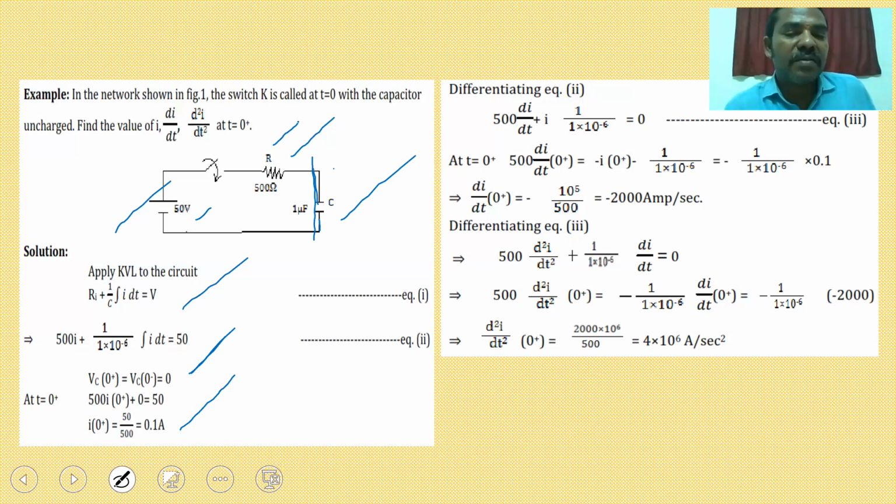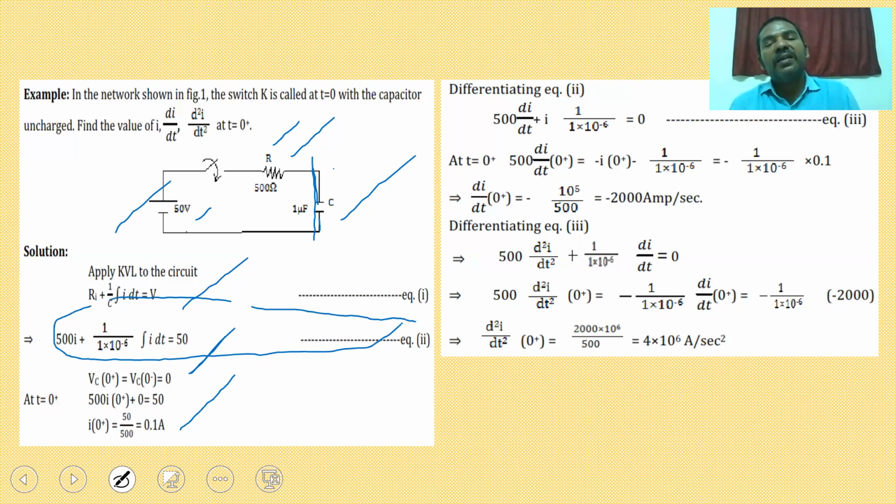So now this equation I am differentiating for simplicity. So 500 di/dt plus 10^6/1 i is equal to 0. Step response means the source is a constant, and the derivative of a constant is 0. So this is the equation you are getting. So now at t equal to 0 plus condition.